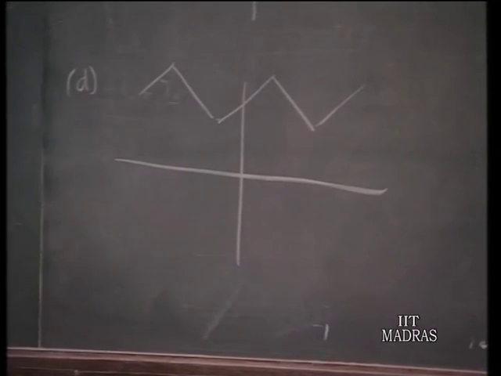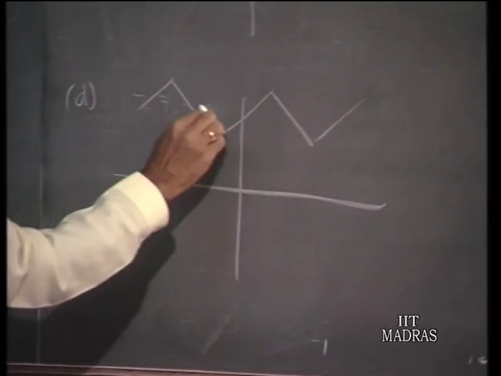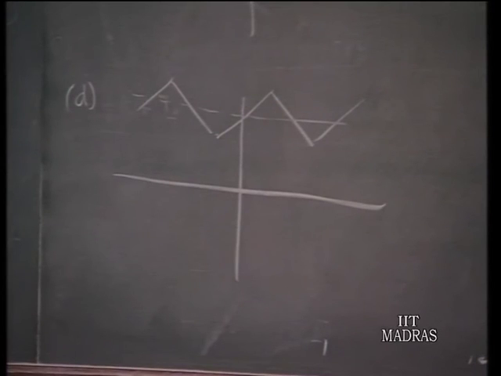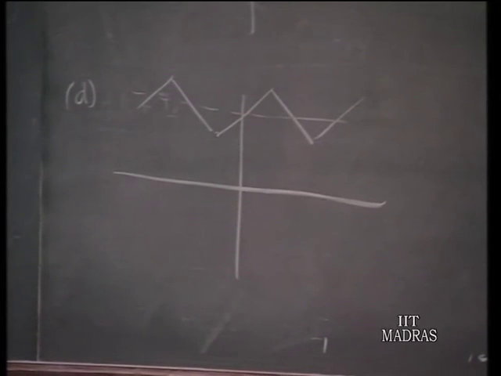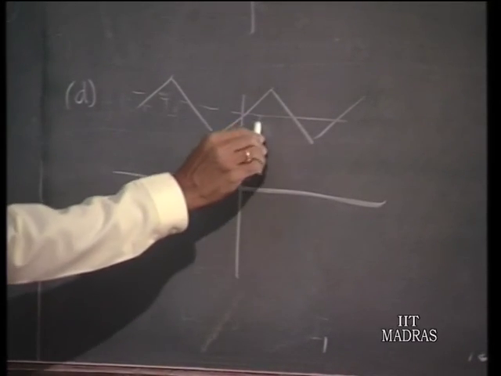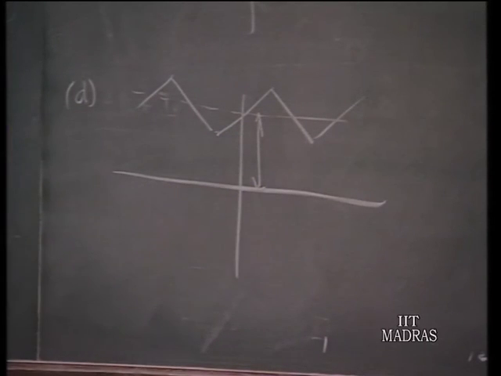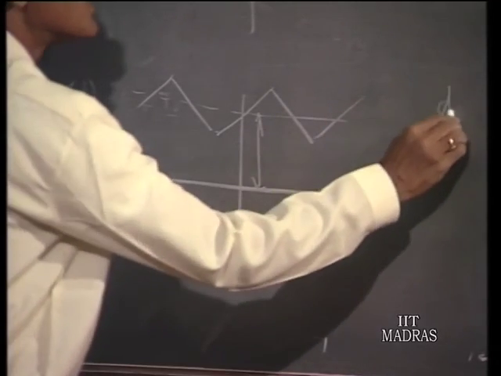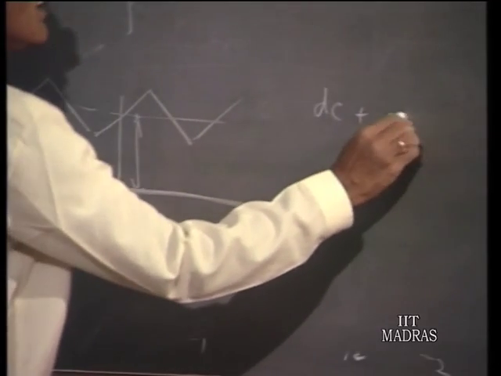So, similarly, if this waveform is shifted up, so if this is the line, then if you subtract that amount, this value from the waveform, you have a waveform which is given in A, therefore, you have DC plus odd ordered sine terms.